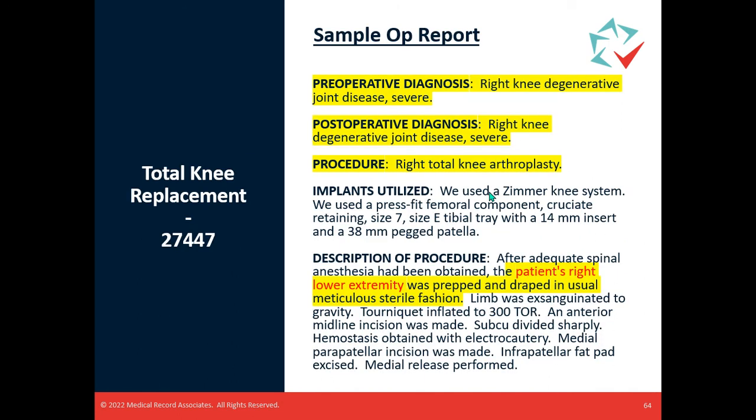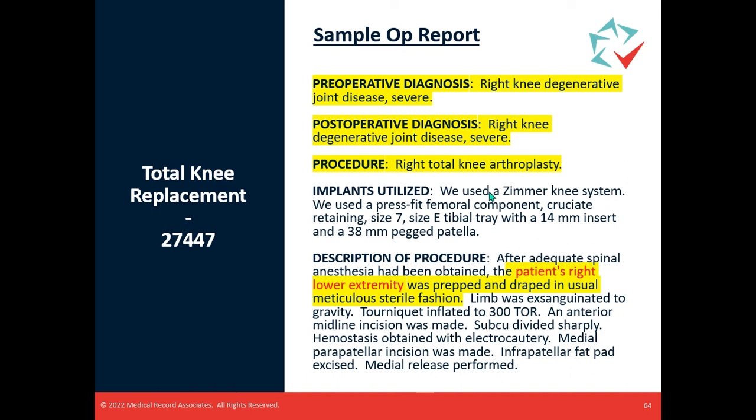Okay, now let's look at a sample op report that supports billing a total knee arthroplasty, 27447. Now again, the highlighted areas indicate documentation that is required to support billing the procedure. So we have a pre- and post-op diagnosis again of right knee degenerative joint disease, and in this case it's severe. And our procedure is going to be a right total knee arthroplasty.